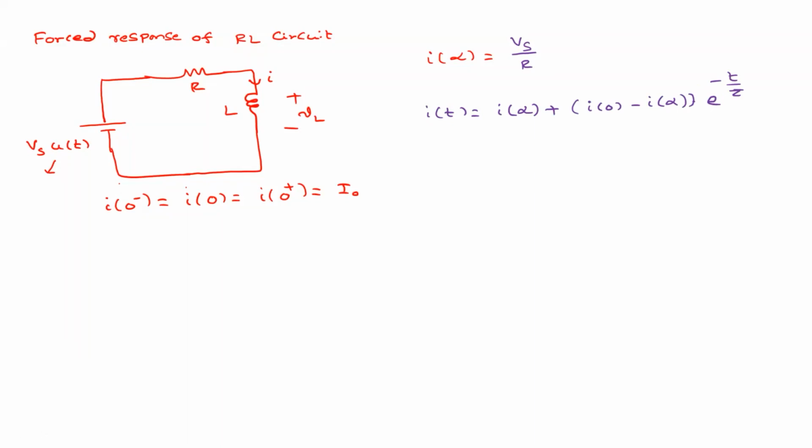Okay, so let us substitute: this is Vs by R plus I naught minus Vs by R into e to the power of minus t by tau. Here tau equals L by R. For an RL circuit, the tau is L by R. Let us check whether our assumption is correct or not.